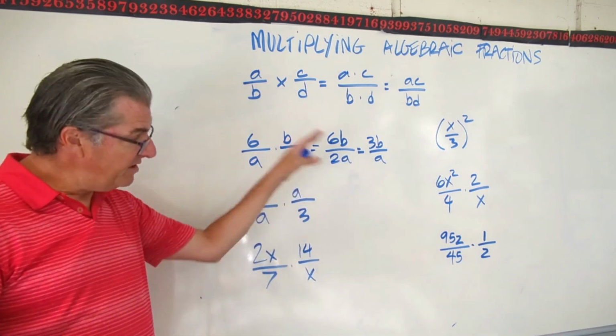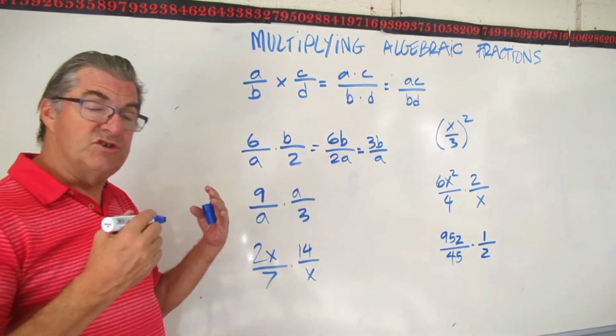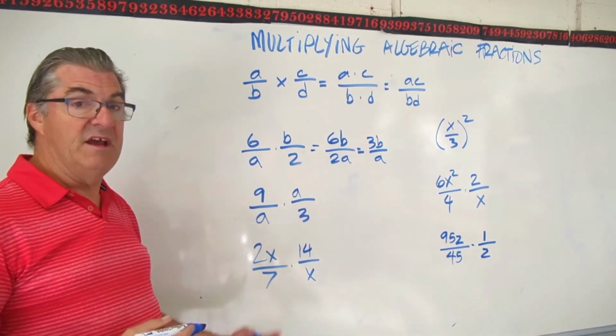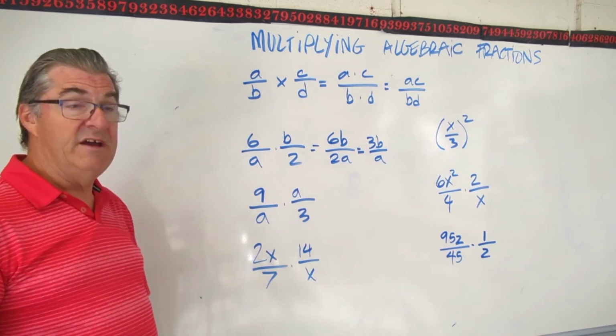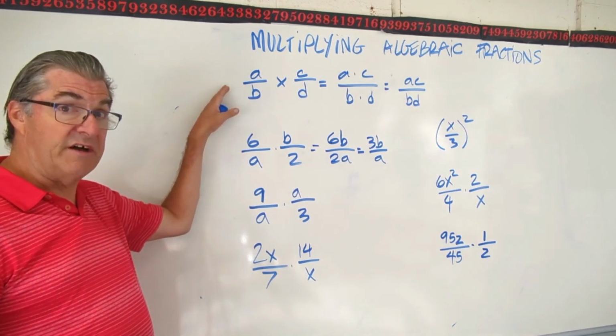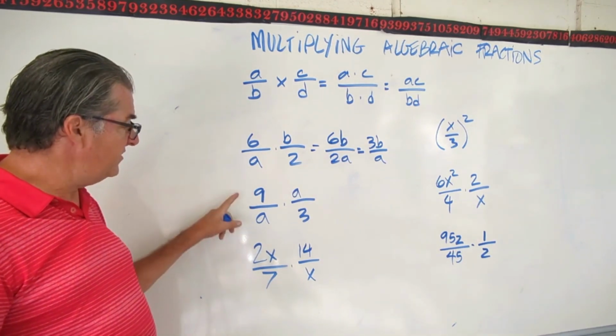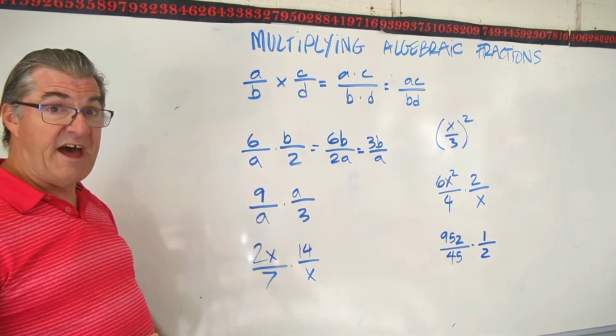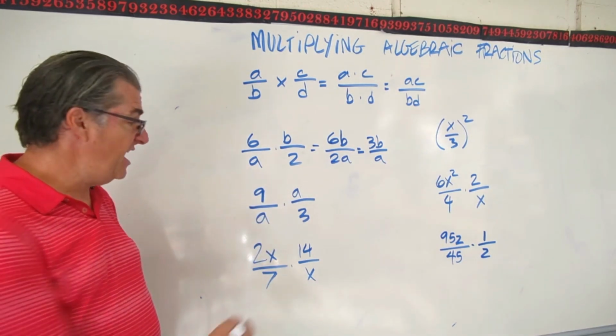Okay? Now for the rest of these, I would like you to try them first and then come back and see how I do them. And that way, you're going to get practice right away with this pretty straightforward concept. Okay, so give this one a try. This is 9 over a times a over 3. So try that. Okay, let's see how you did.